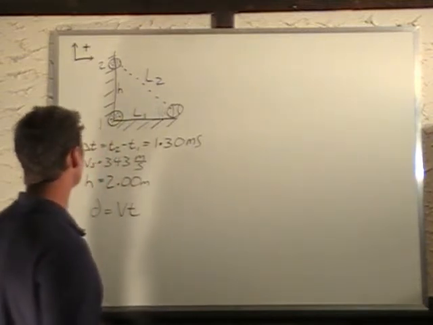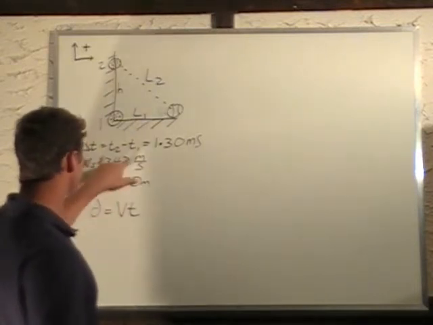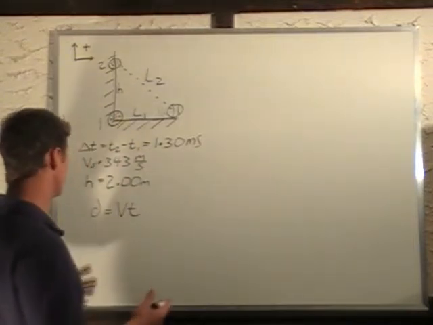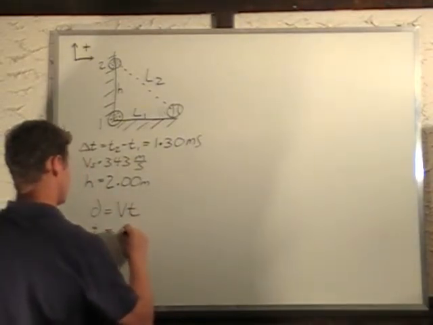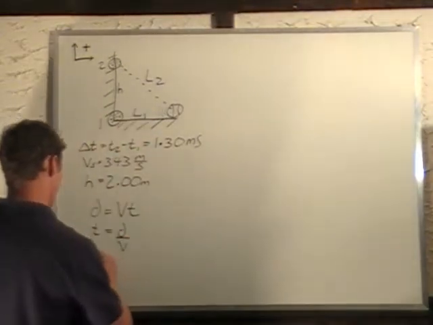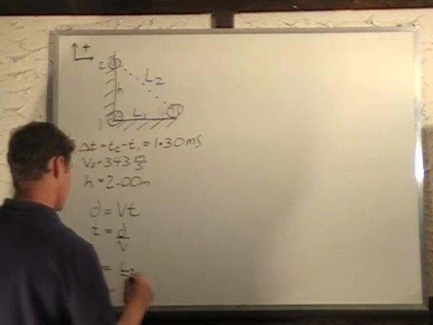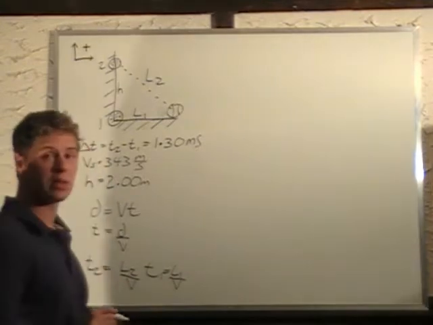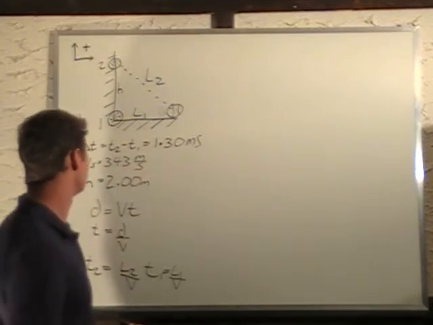So we can solve for the time and plug into this equation here, t2 minus t1 equals 1.30 milliseconds. So we have t equals distance divided by velocity. In terms of L1 and L2, we have T2 equals L2 divided by velocity, and T1 equals L1 divided by velocity. The velocity is the same because it's just the velocity of sound. So we're going to plug these two in and see what we get.